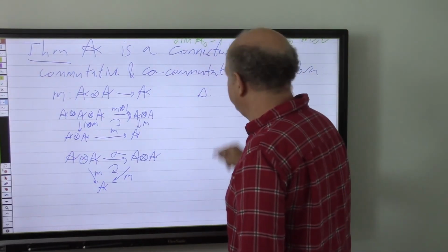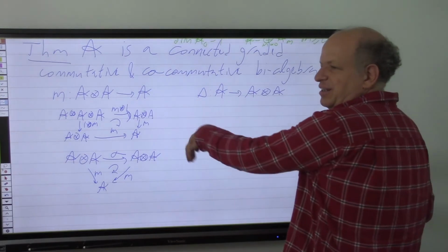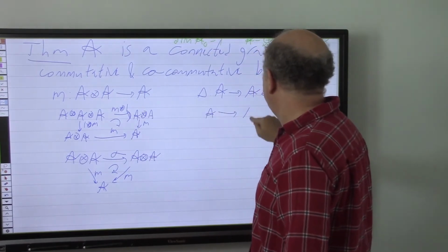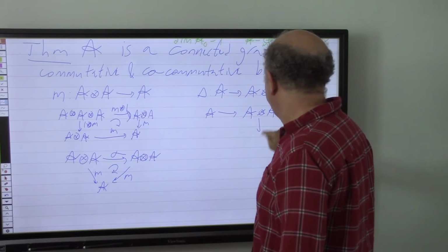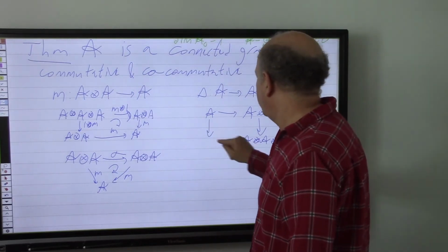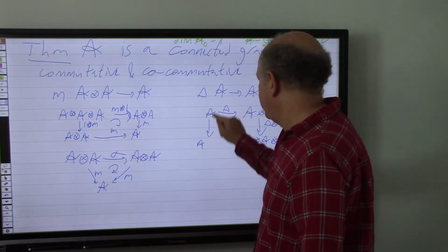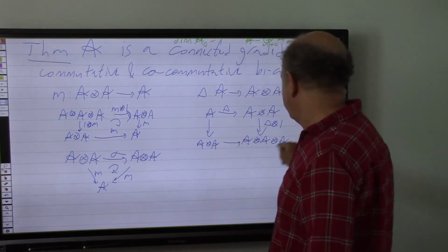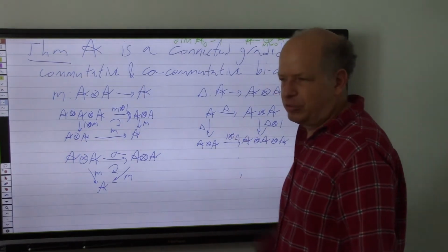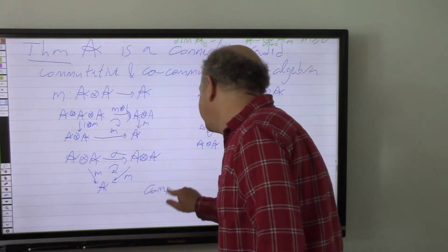There should be a map delta from A to A tensor A, such that the reverse diagrams are satisfied. So A goes to A tensor A, then to A tensor A tensor A by delta and then delta tensor 1, which is the same as going from A to A tensor A to A tensor A tensor A via delta and 1 tensor delta. And also a diagram which I will not write for co-commutativity.